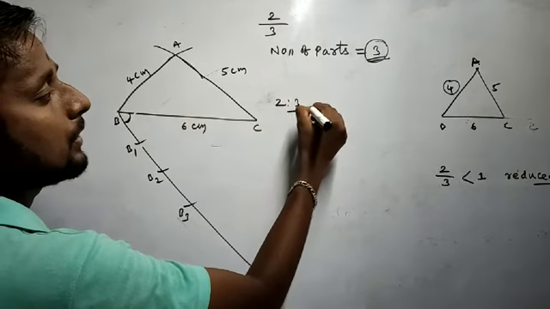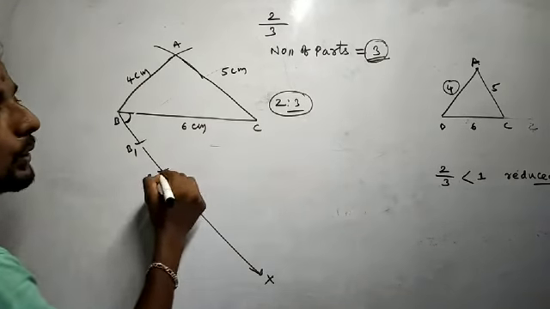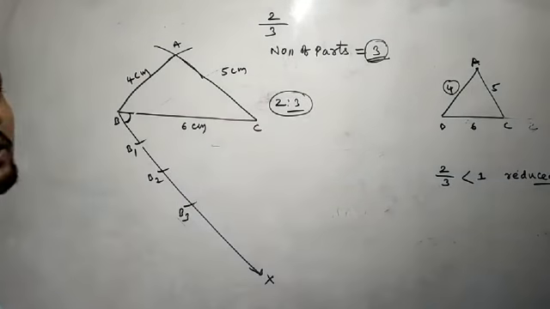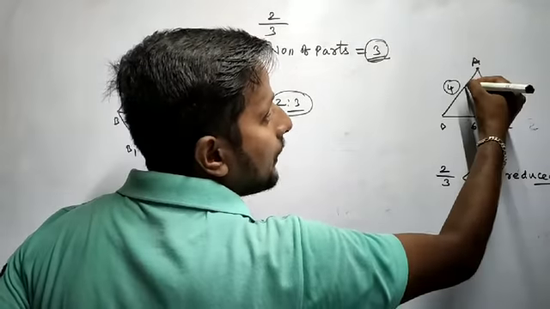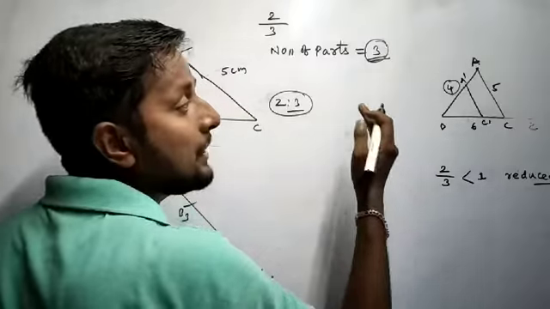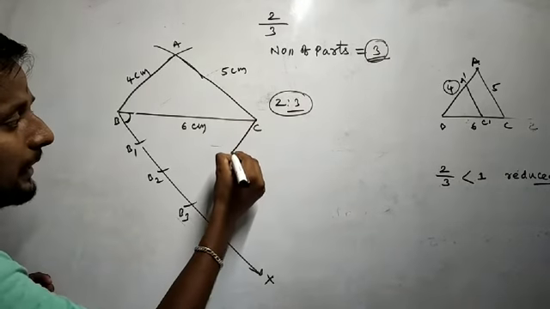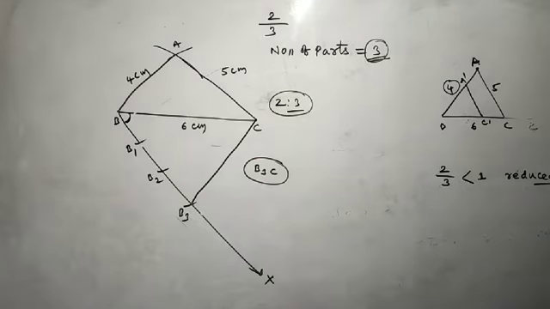For 2:3, you may think we should add up to 2. No, because I said we'll get a reduced figure. A reduced figure means that if you get ABC, A dash will come inside and C dash will also be inside. That means the diagram will become smaller compared with the original one. So join B3C.